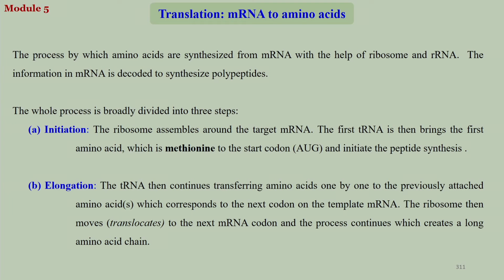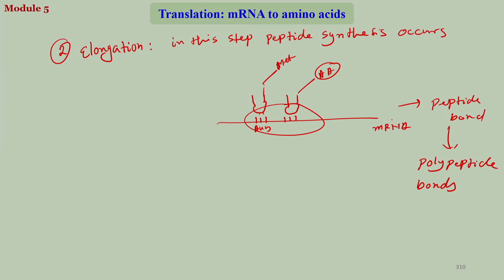The process by which amino acids are synthesized from mRNA with the help of ribosome and rRNA, that is called the translation. The information in mRNA is decoded to synthesize polypeptides, that is what we have been talking about. So, the whole process is broadly divided into 3 steps. First step is initiation. The ribosome assembles around the target mRNA, as I have shown here. This is your mRNA, ribosome would come, or in other words, the mRNA goes in, finds the ribosome and stacks there.